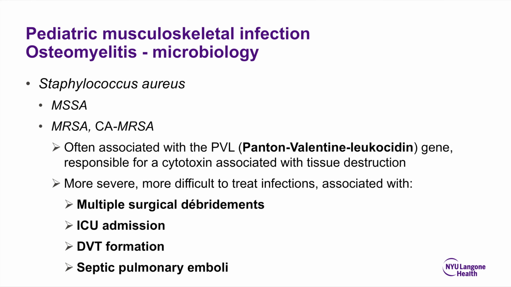Talking more specifically about Staphylococcus aureus, so again, this can be MSSA or MRSA, and that may be community acquired. This is often associated with the PVL gene, Panton-Valentine leukocidin, also highly testable, responsible for the cytotoxin that is destructive to tissues. And so kids who are infected with this species tend to present with more severe infections that are more difficult to treat. And so they may require multiple surgical debridements. They may require ICU admission. They may develop DVT or septic pulmonary emboli. And in general, these children are just much more sick.